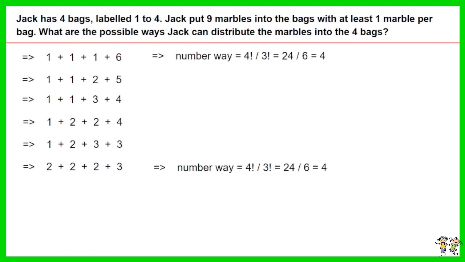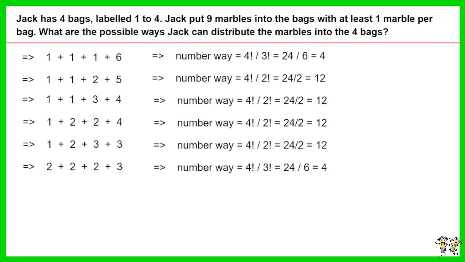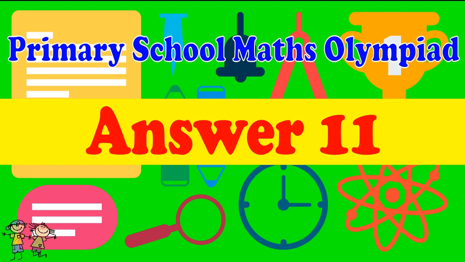to distribute the marbles into the bags 1 to 4 equals 4 factorial, divided by 3 factorial equals 24 divided by 6 equals 4. For the 2nd to 4th combinations, where 2 of the 4 numbers are the same, the number of ways to distribute the marbles into bags 1 to 4 equals 4 factorial divided by 2 factorial equals 24 divided by 2 equals 12. Thus the total number of ways equals 12 times 4 plus 4 times 2 equals 48 plus 8. The answer is 56.